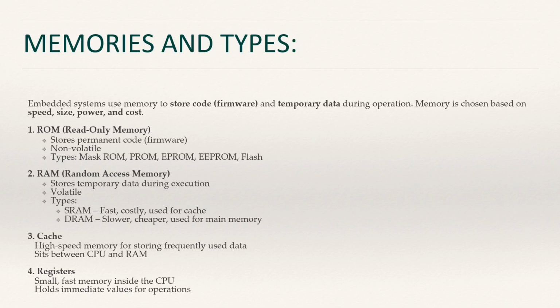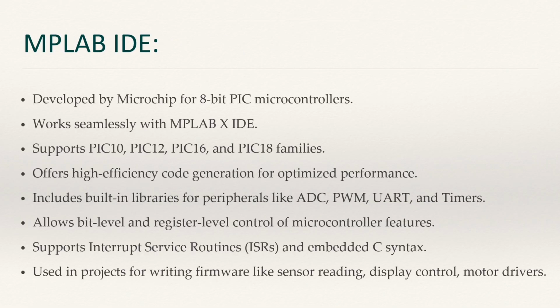and it's volatile. Types of RAM: SRAM, fast, costly, used for cache; DRAM, slower, cheaper, used for main memory; cache, high speed memory for storing frequently used data, sits between CPU and RAM; registers, small, fast memory inside the CPU, holds immediate values for operations. MPLAB IDE, it is used for our project.